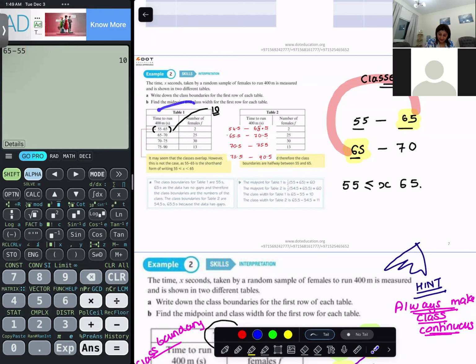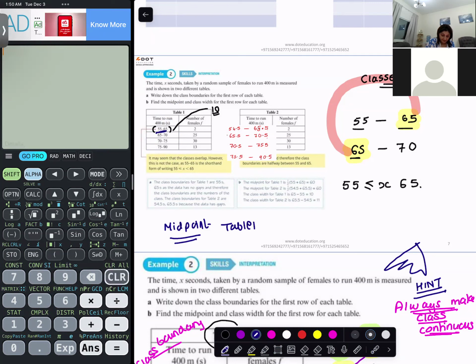Now, another thing that they can ask you is to find the midpoint. So the midpoint for table 1 would be 55 plus 65, the answer divided by 2. So the midpoint for table 1 would be 60.